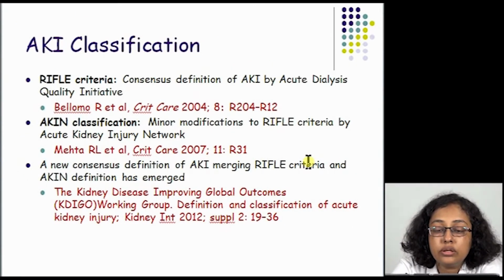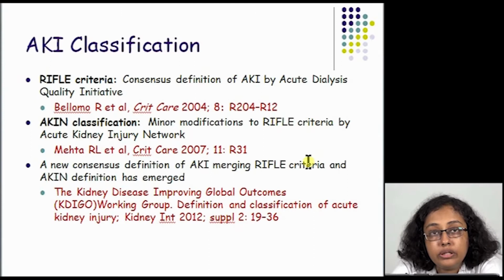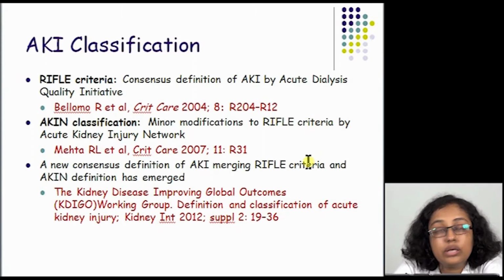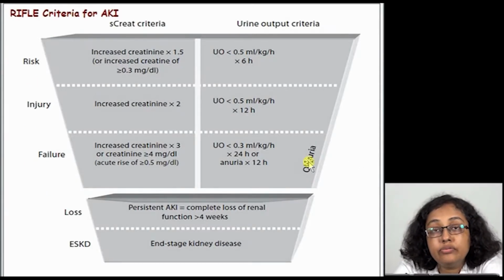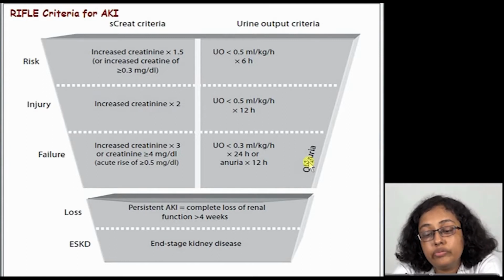So based on this, many classifications have come over the last decade to better define and quantify acute renal failure. The RIFLE criteria came in 2004, followed by the Acute Kidney Injury Network classification in 2007, and finally the KDIGO classification in 2012. So the RIFLE criteria defined acute renal failure or acute kidney injury in terms of risk, injury, failure, loss, and finally end-stage kidney disease. Each stage was defined based on the creatinine and the urine output.